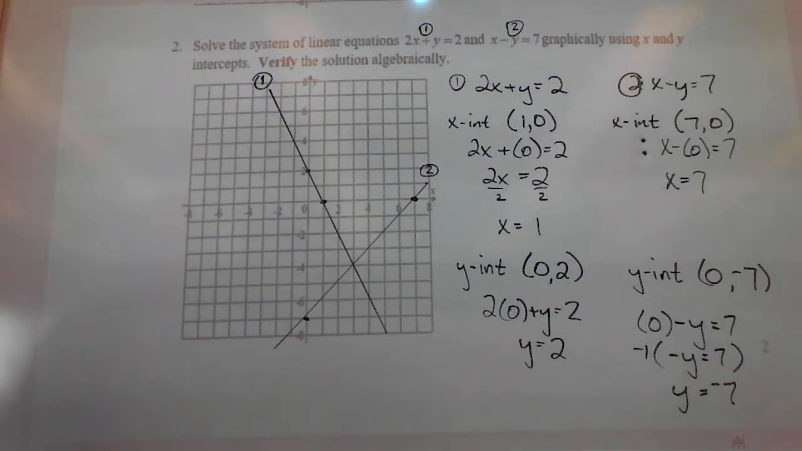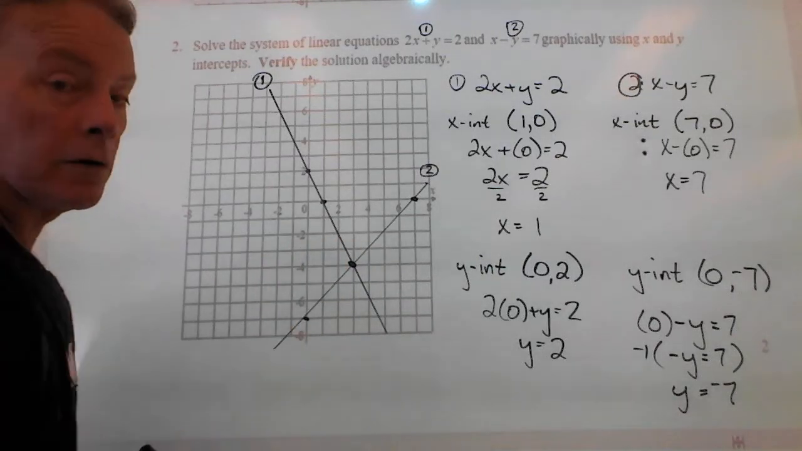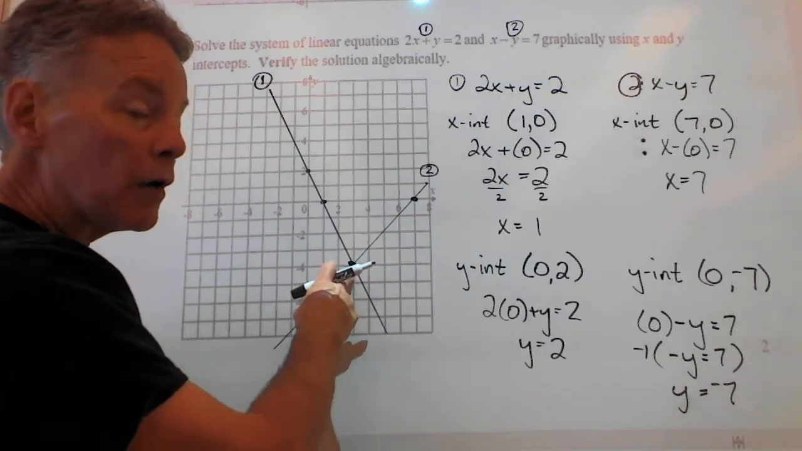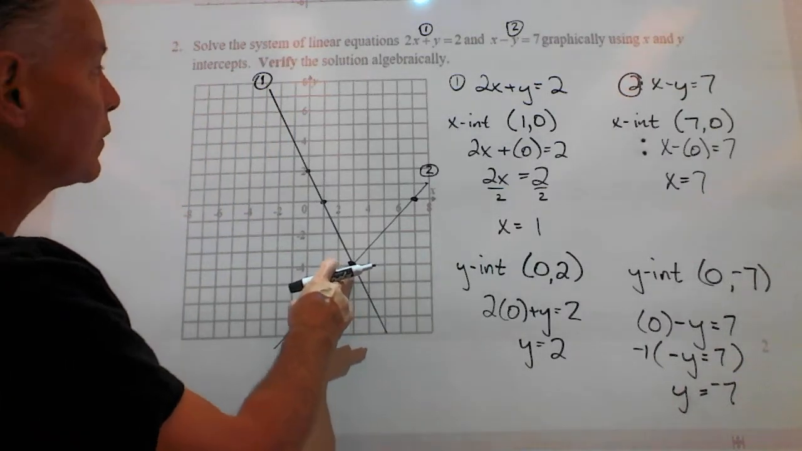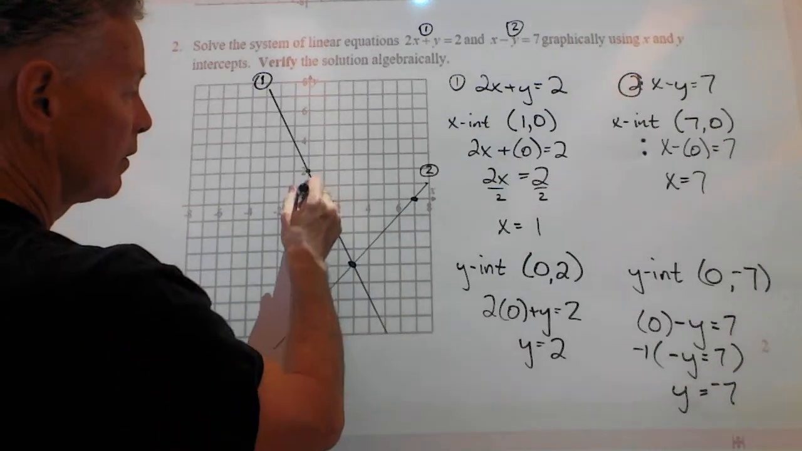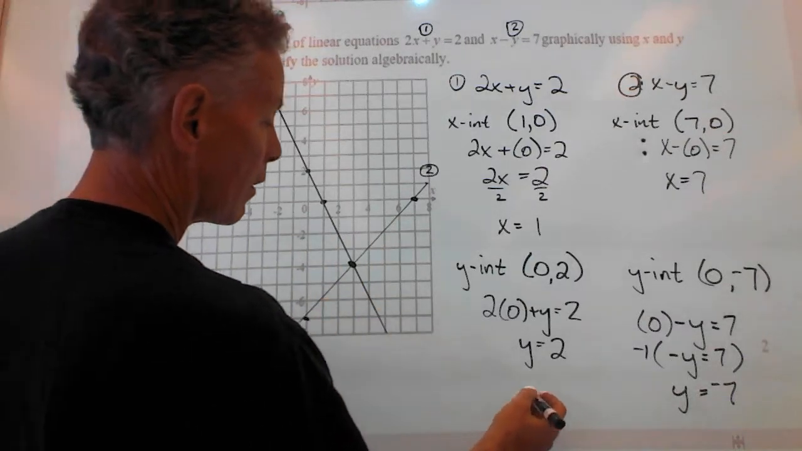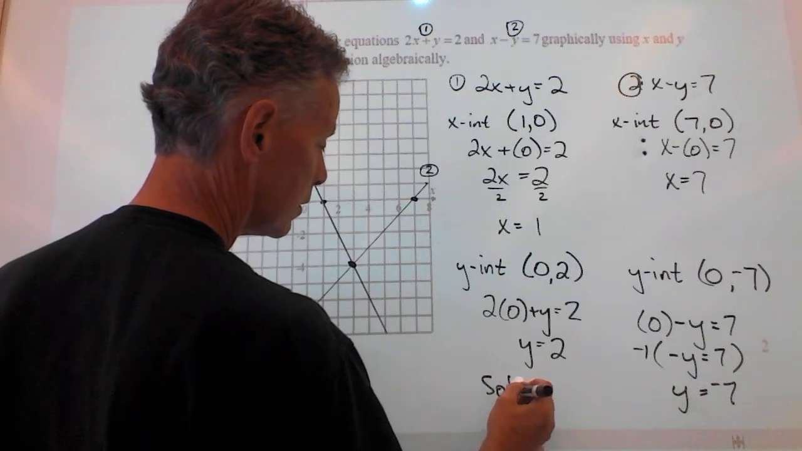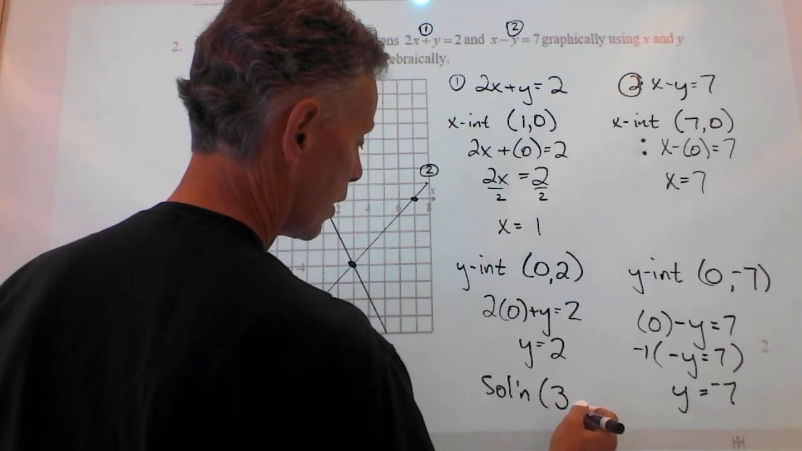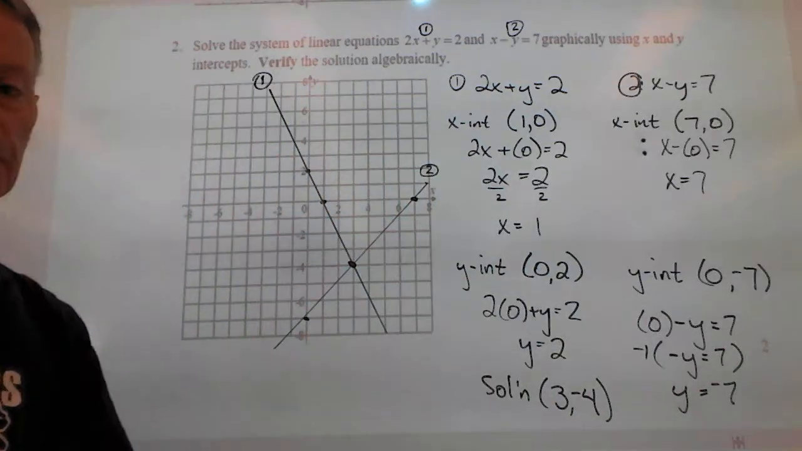And look, there is our solution. Okay? Remember, the solution again is simply where they intersect. So in this case, the solution is at 3 across and 4 down. So our solution is at 3 across and 4 down. Okay?